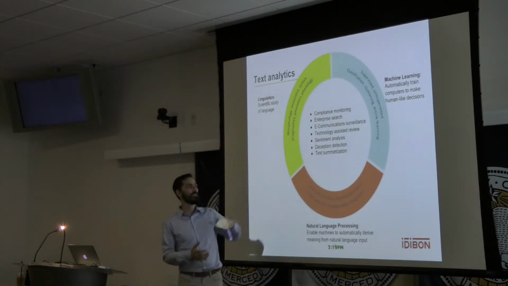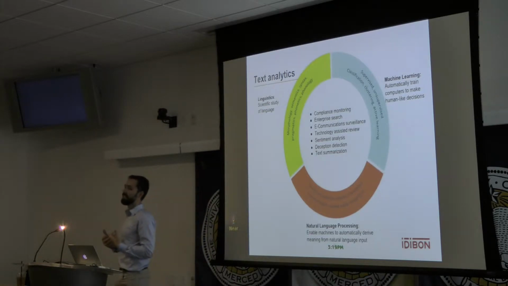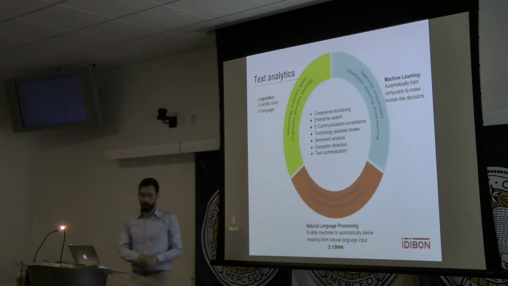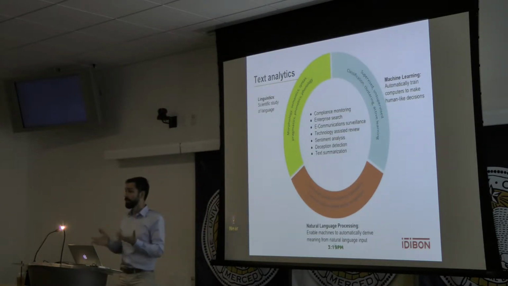Sentiment analysis, deception detection, text summarization, all of these are processes that you can use to help automate things that are just too big for any human to sort through and be like, yes, this goes in this bucket, yes, this goes in this bucket, over here, over there. That just won't scale. That only works if you have a small amount of data.